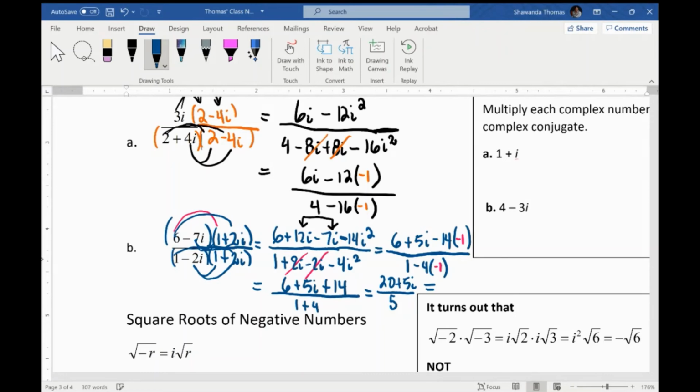And then we want it in standard form, so how should we split it up? 20 over 5 and 5i over 5. That reduces nicely. 20 over 5 equals 4, and 5i over 5 is i, because the 5s cancel out. 4 plus i is the final answer. Any questions about B?